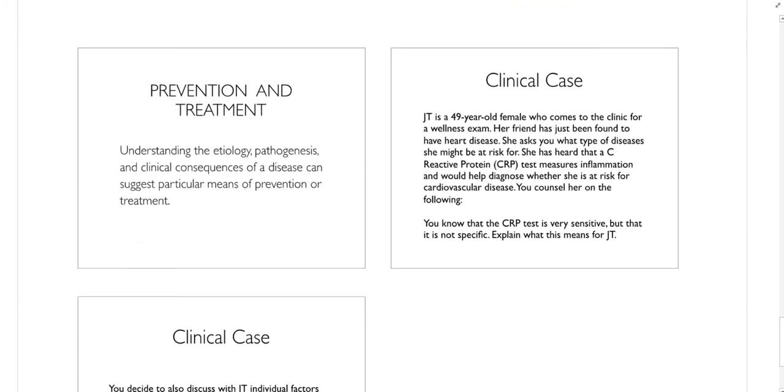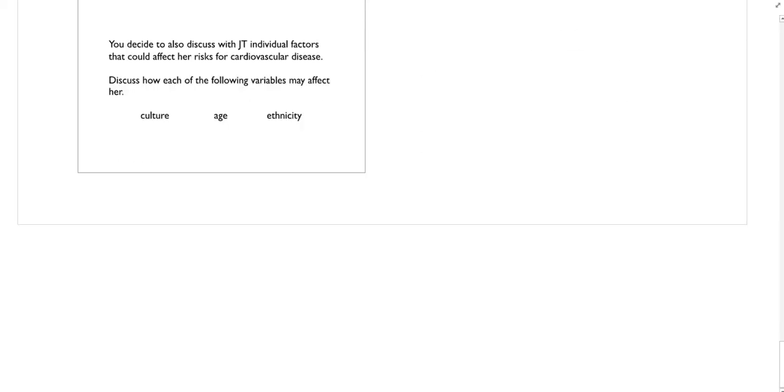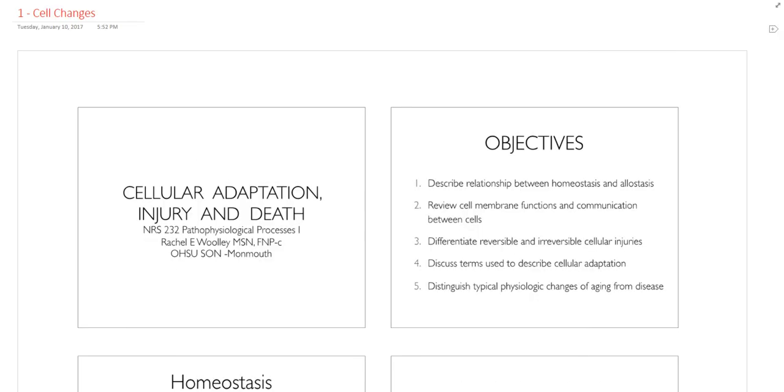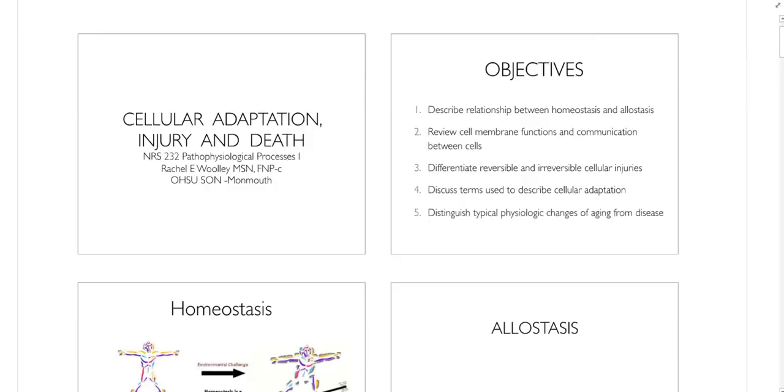Prevention and treatment. By understanding what the etiology is, the pathogenesis, and the clinical consequences of a disease, we can go about figuring out better how to prevent it, how to treat it, etc. That's it. So now we're moving on to the next set of slides. Cell adaptation, injury, and death.